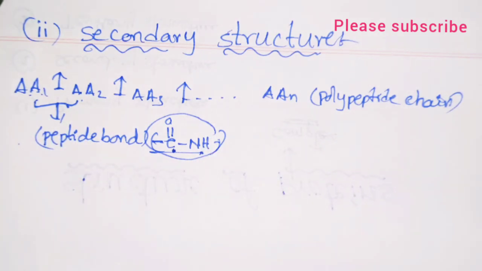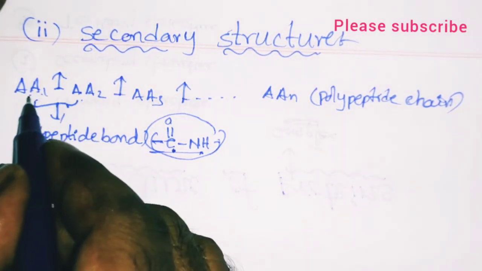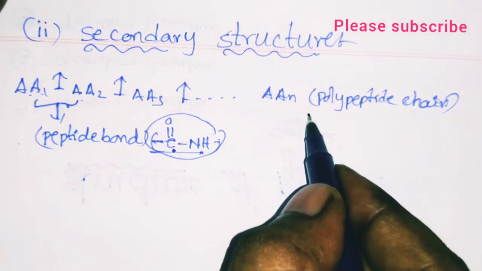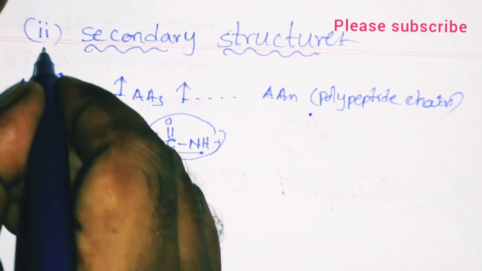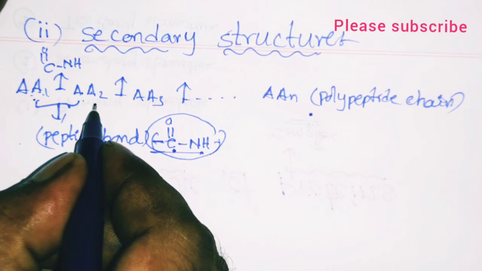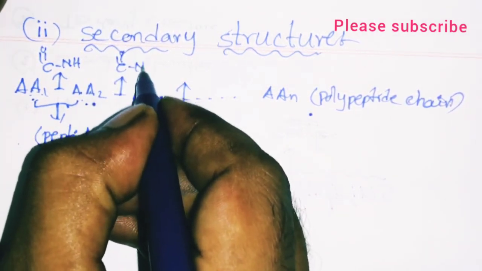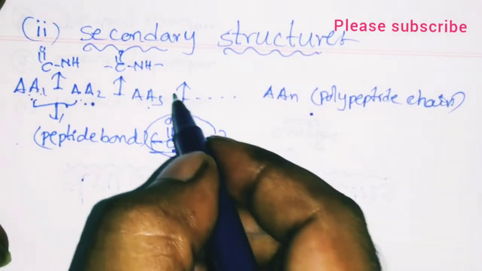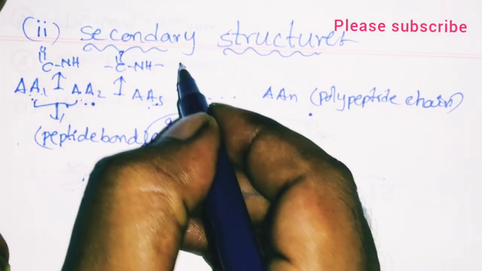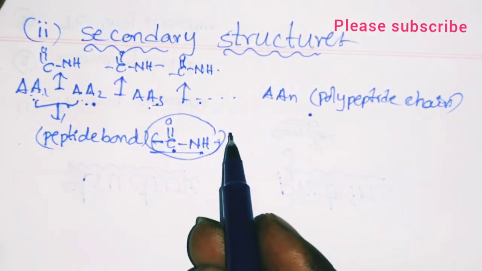So here is one important point, the CONH. I have already written one structure here. This is a polypeptide chain. One CONH bond is there between AA1 and AA2. Between AA2 and AA3, you take another CONH bond. Here also, between AA3 and AA4, one more CONH bond. These are called peptide bonds.